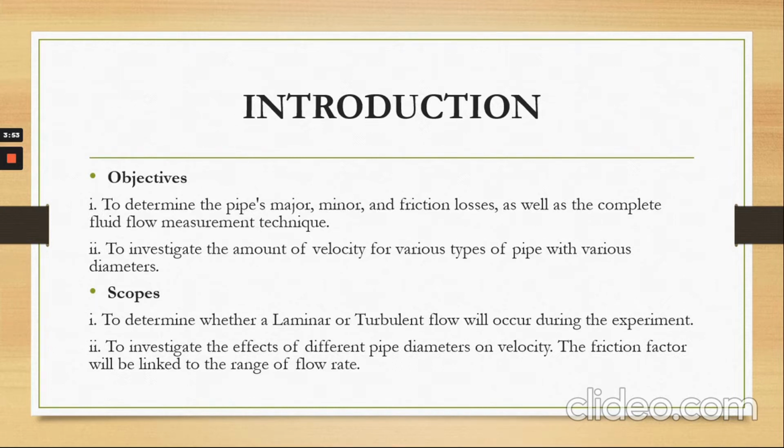The second one is to investigate the amount of velocity for various types of pipe with various diameters. And the last one for the scope: the first one is to determine whether a laminar or turbulent flow will occur during the experiment, and the second one is to investigate the effect of different pipe diameters on velocity. The friction factor will be linked to the range of the flow rate.